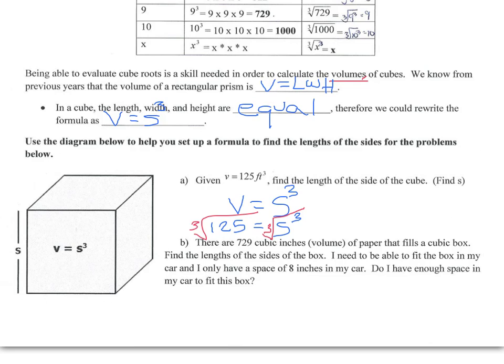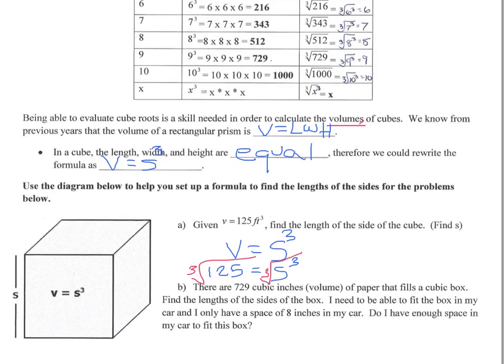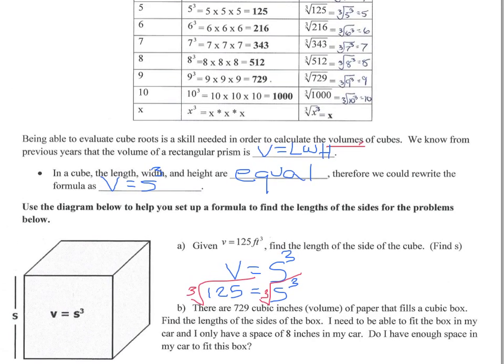Now you can look at your table above. If you know how to type the cube root of 125 in your calculator, that's great. You can go to the math part of your calculator and look for the cube root button. Again, I could show you that in class tomorrow. But if we go back up to our chart, the cube root of 125 is equal to 5.